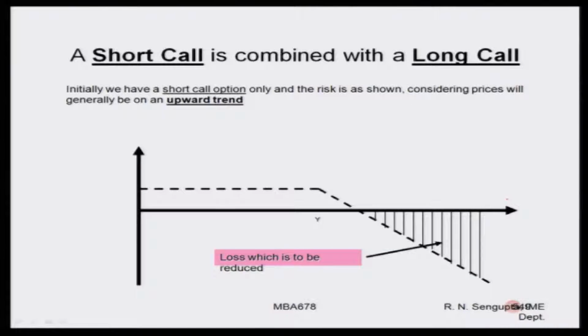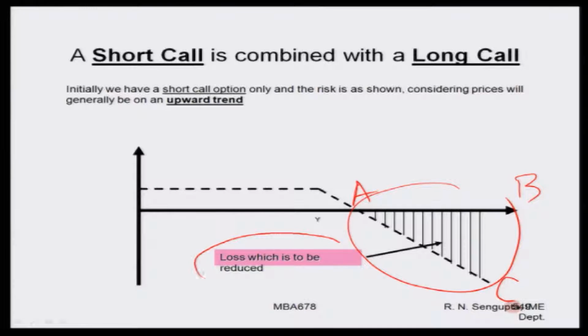Now consider here, we have a short call combined with a long call. If you consider only this diagram as being shown, you have a short call and the overall loss is the hashed area shown here. Obviously, it will be a triangle A, B somewhere there, C somewhere there, an increasing triangle. The price is given as Y, remember that. There are now 2 or 3 or 4 different types of strike prices depending on how the problem has been formulated. So, the pink line area shows the loss which has to be reduced.